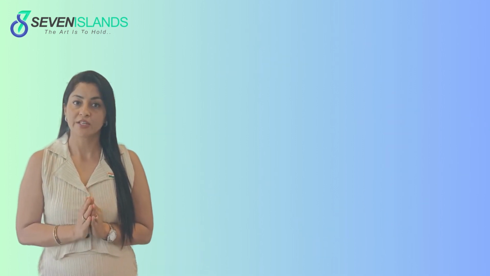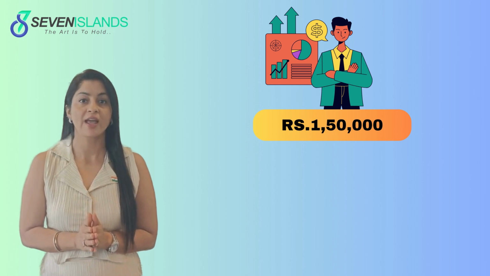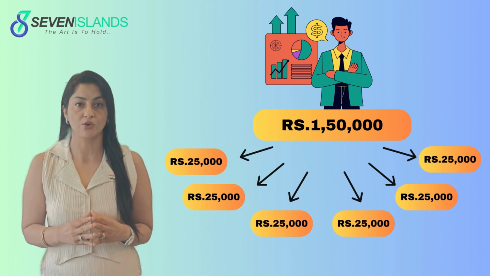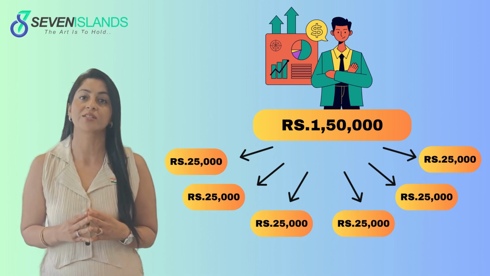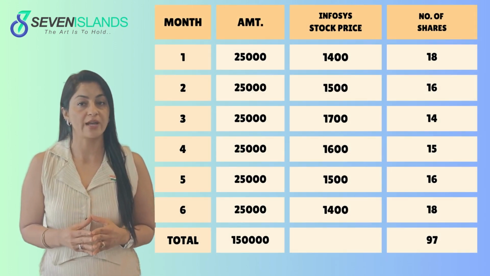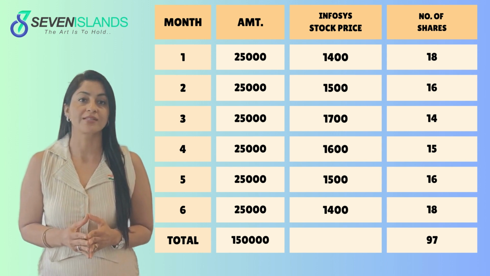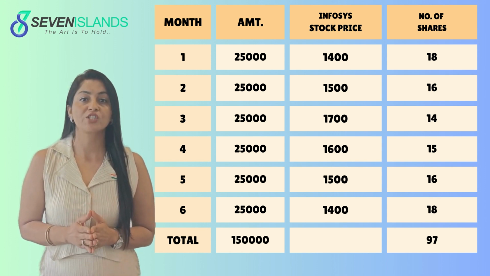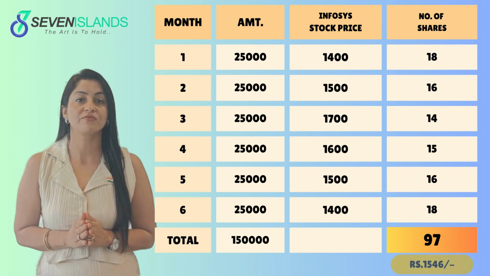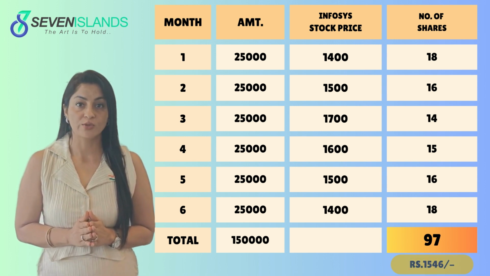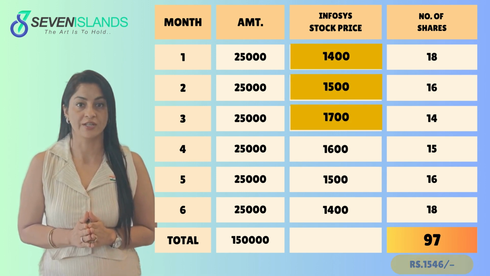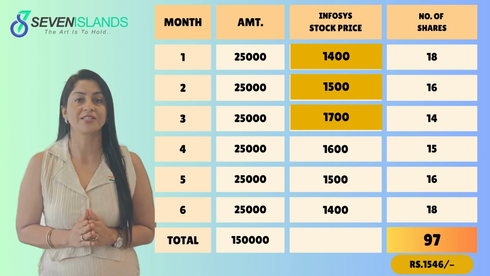For example, if an investor has Rs 1,50,000 and wants to invest in Infosys, he can stagger his buying in 6 equal installments amounting to Rs 25,000 each. As you can see from the table, the investor can buy more shares when the stock prices are low and fewer shares when the stock prices are high. Eventually, after averaging for 6 months, the cost of 97 shares is Rs 1,546. You can also see the range of Infosys share price was between 1400 to 1700. So the investor can get a better price on his investment.